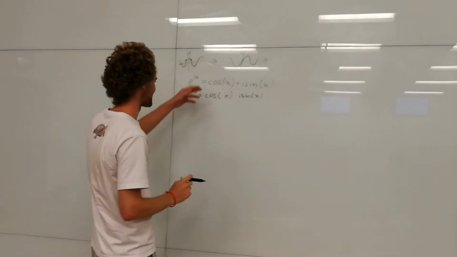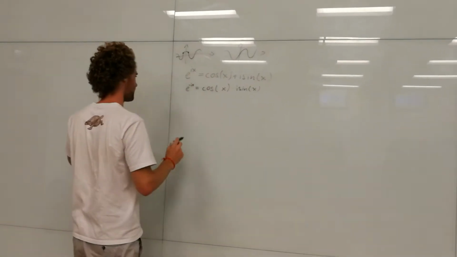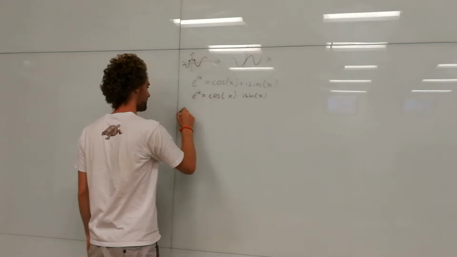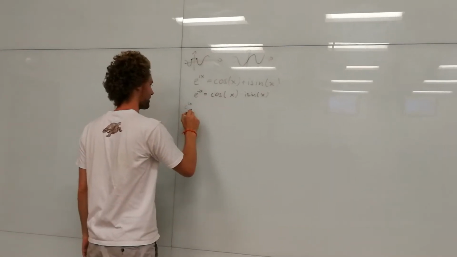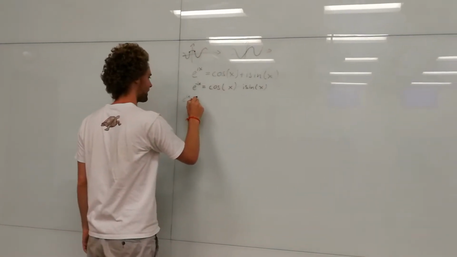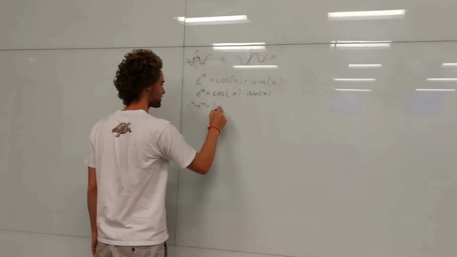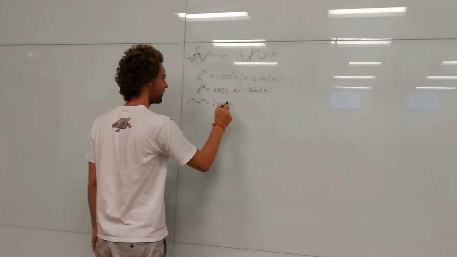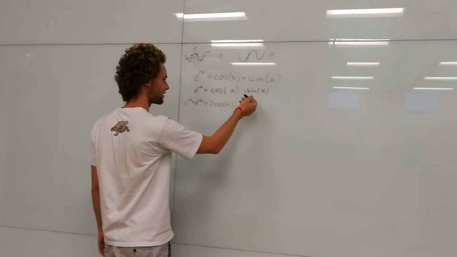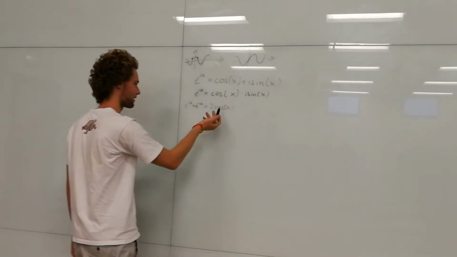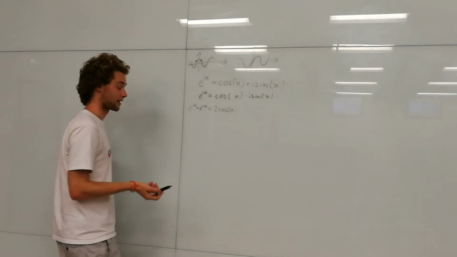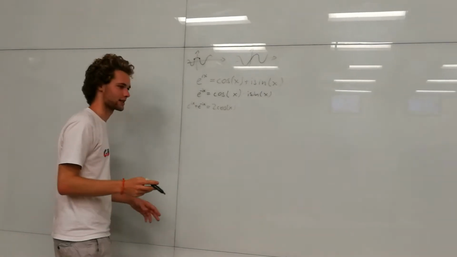So let's add these both together. Then we get e to the ix plus e to the minus ix equals 2 cosine of x. And now plus, minus cancels out, so we're stuck with cosine. And that's pretty helpful if you want to evaluate some functions.